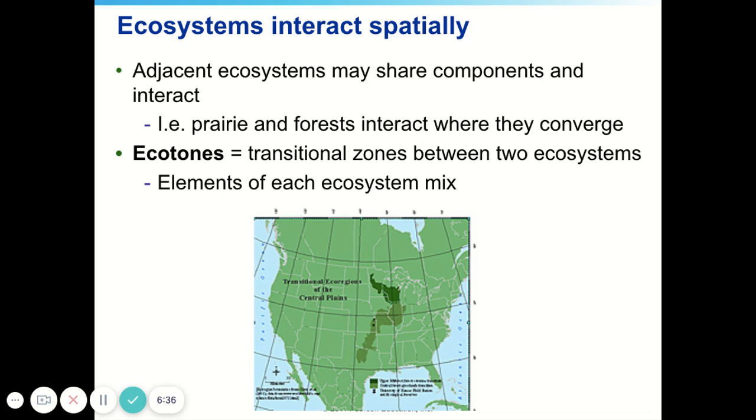Here is an ecosystem vocabulary word that you need to know. It's ecotone, or a transition zone between two ecosystems. We live in an ecotone where the tallgrass prairie butts up against the eastern deciduous forest.